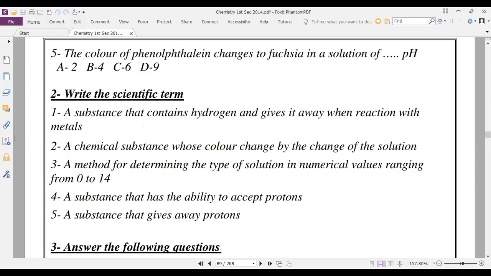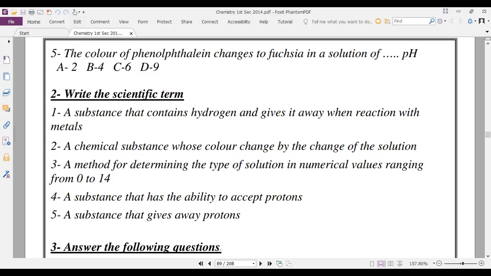Okay. Write the scientific term. Number 1 will be acids, because it has hydrogen. Okay. Number 2, it's an indicator. Yes, a chemical substance whose color changes with the change of the solution. Indicator. Okay. Number 3.